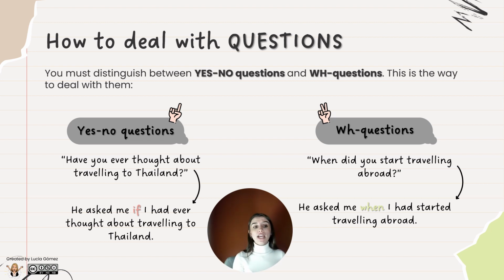Dicho esto, if we have the question, have you ever thought about traveling to Thailand? ¿Alguna vez has pensado en viajar a Tailandia? Si yo tuviese que reportar eso, que contarle eso a otra persona, en español lo haría, él me preguntó si yo había pensado no sé qué, no sé cuánto. Es decir, ese sí, we do it with if, with the same if that we used with conditionals. It is true that we can also say whether, we'll see it, but the question at the end ends by saying something like, he asked me if I had ever thought about traveling to Thailand.